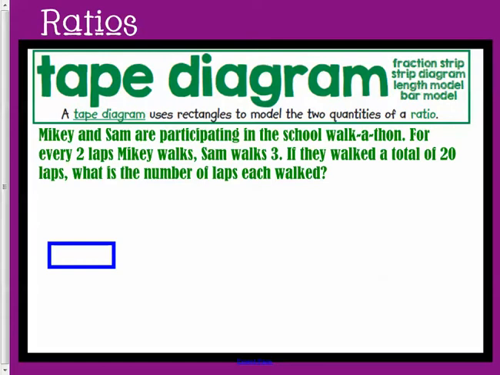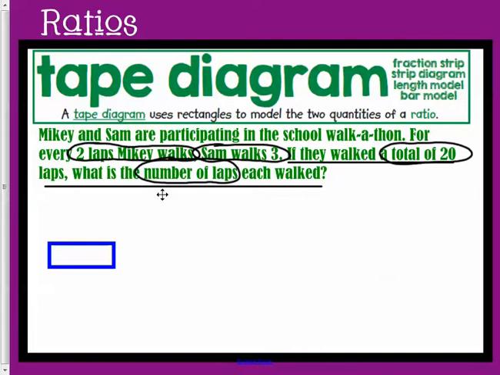Okay, so let's look at another one. Mikey and Sam are participating in the school walkathon. For every 2 laps Mikey walks, Sam walks 3. If they walked a total of 20 laps, what's the number of laps each walked? So what I'm going to do here first is underline my question and circle all my key information. So here's my question, and here's the key information. This one represents what my label will be.